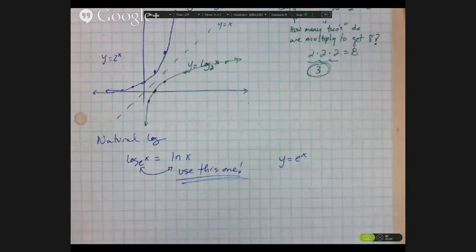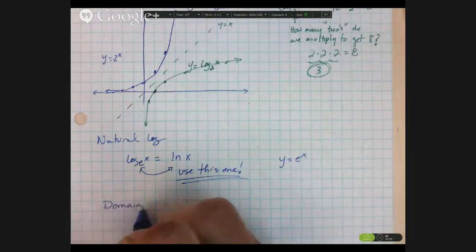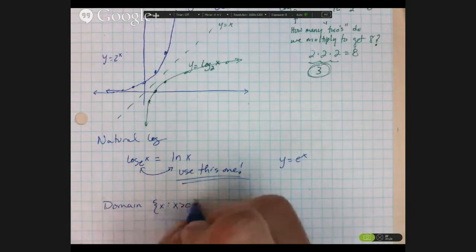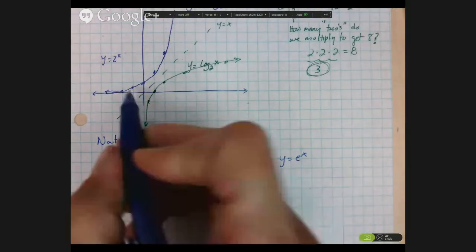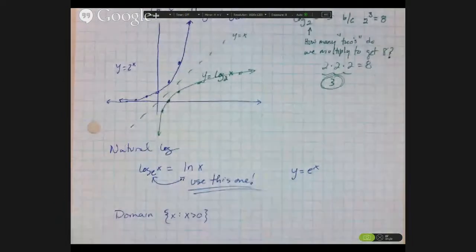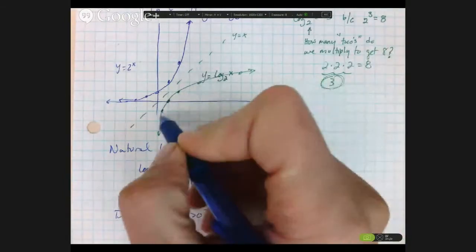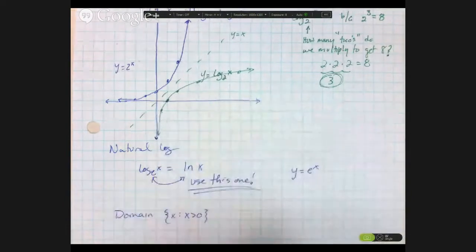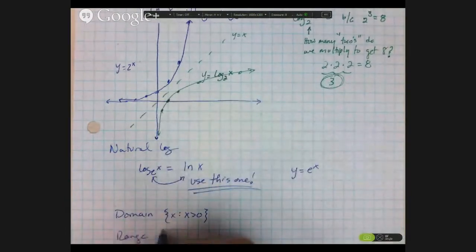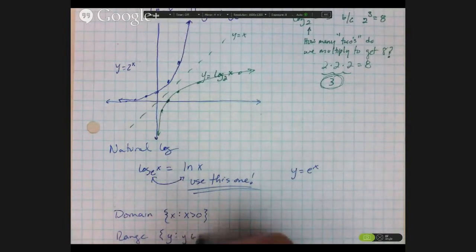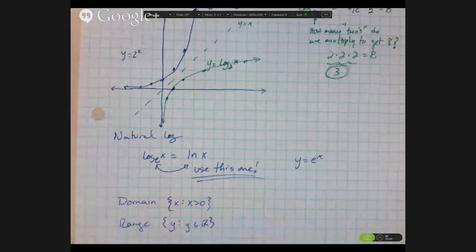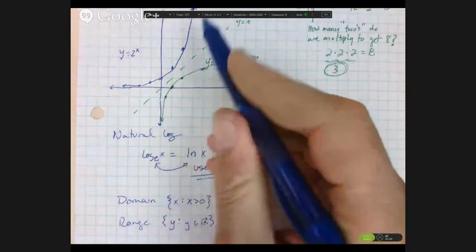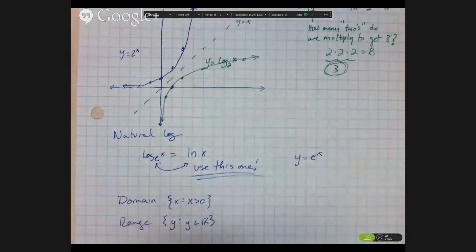Okay, the domain of all logs is the set of x such that x is greater than 0. Cannot count 0 because you can see that this never hits that vertical axis there. The range is the set of y values such that y is a real number. Okay, you can see that we go down all the way and we can go up all the way. So domain and range of logs.